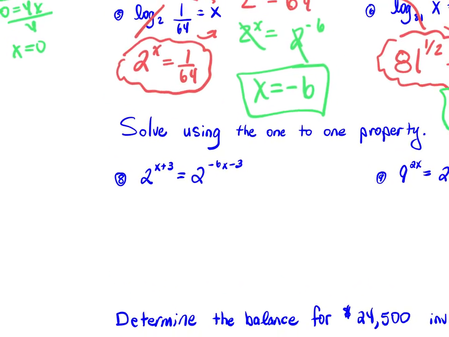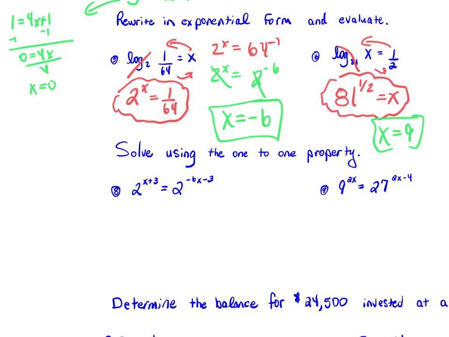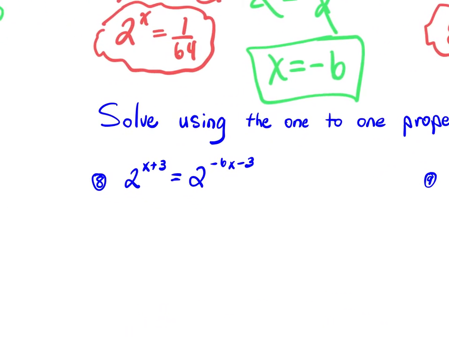All right, this next section, it says solve using the one-to-one. That means what we have to do is get the bases to be the same first. Then we cross out the bases, set the exponents equal to each other, and solve. So in this first one, set up nicely for you, the bases are already the same. So I'm going to cross them both out, and I just say x plus 3 equals negative 6x minus 3.